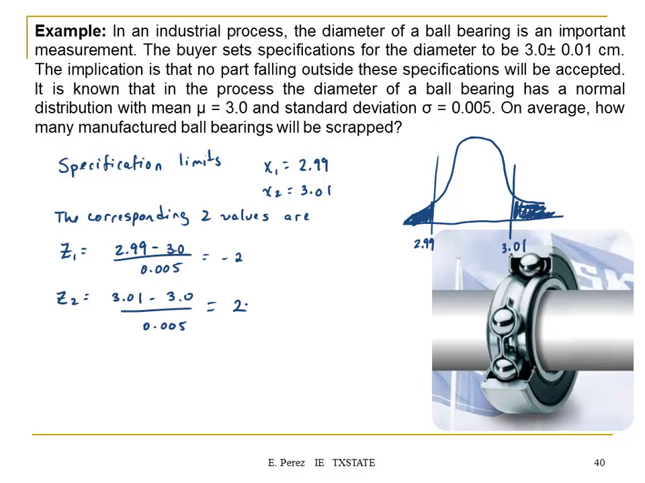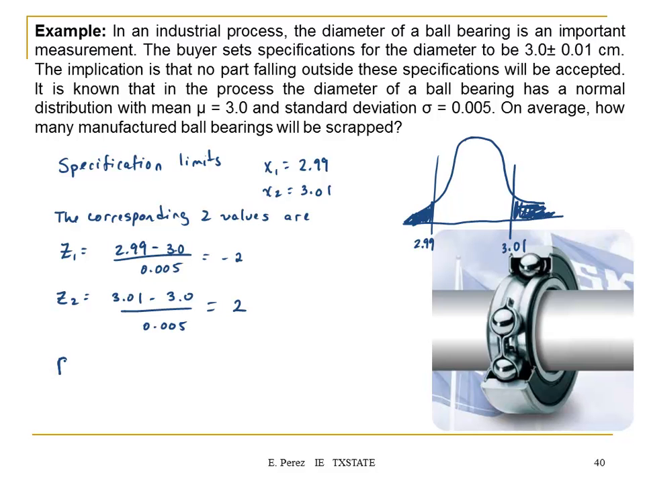Now the question again is, how many manufactured ball bearings will be scrapped? So what is the probability that you're trying to find? You want to find this area and this area, so the sum of this probability and this probability. Since it's symmetric, you just calculate one and then double it? Yes, you can multiply times 2. Correct. But in this case, we're going to take them separately.